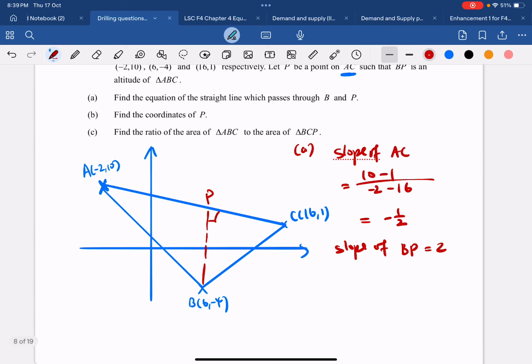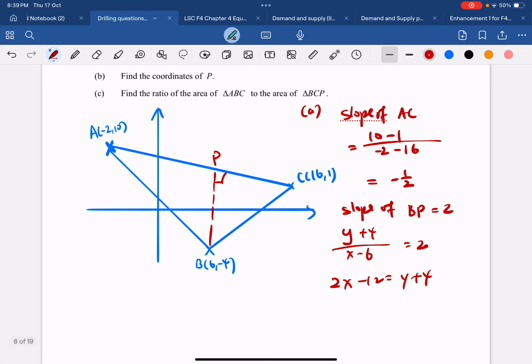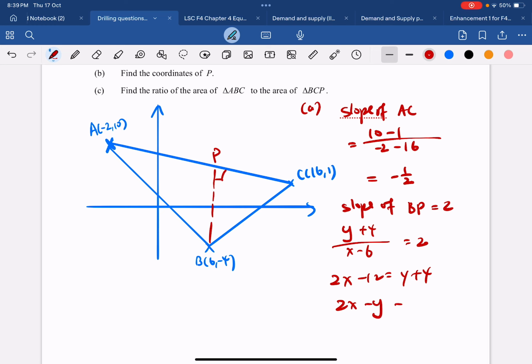So now you use point-slope form. You've got the slope, and you know BP passes through B, right? So y plus 4 over x minus 6 is 2. So 2x minus 12 equals y plus 4. So 2x minus y minus 16 is 0. So that's the equation for BP.